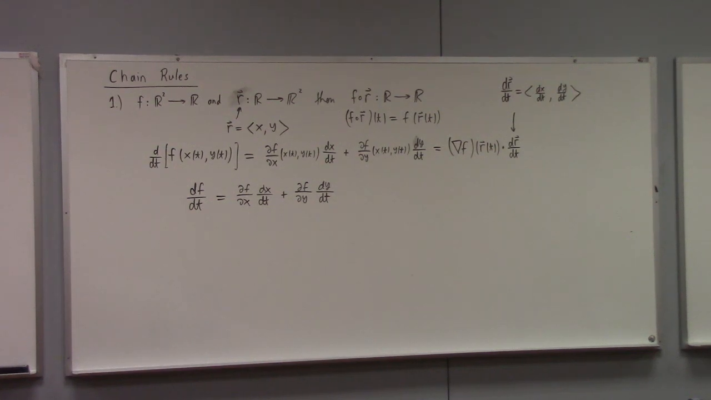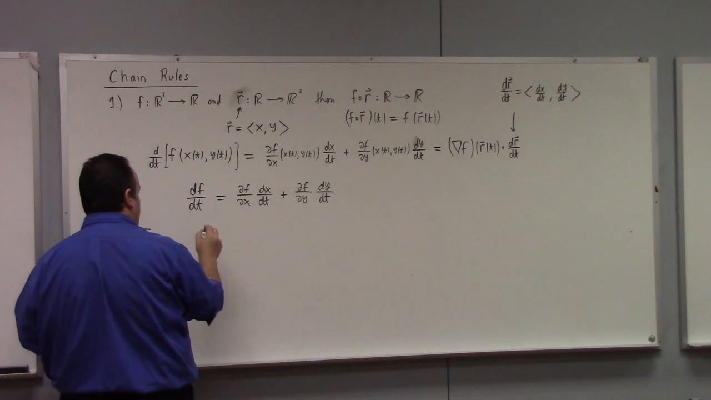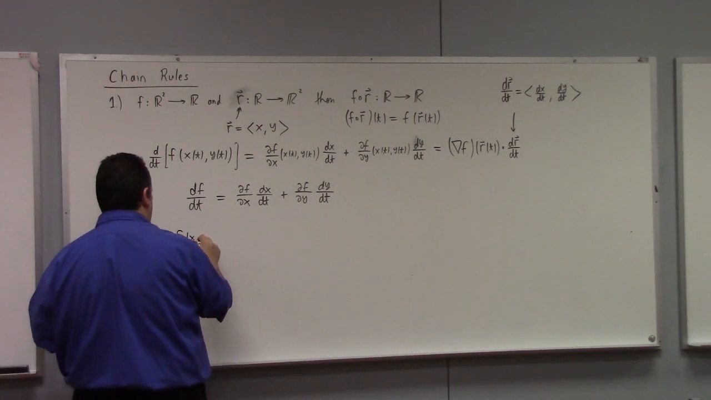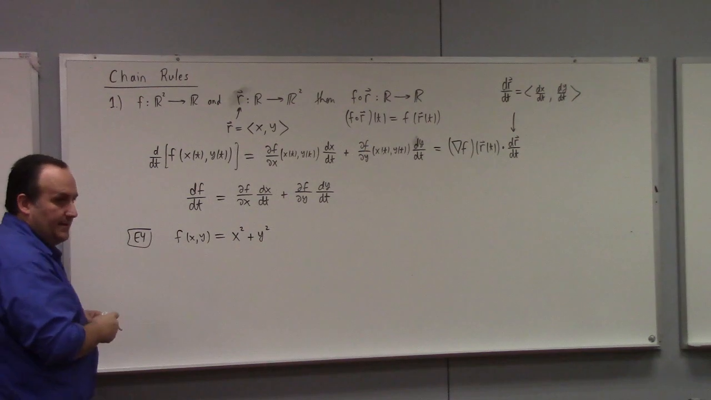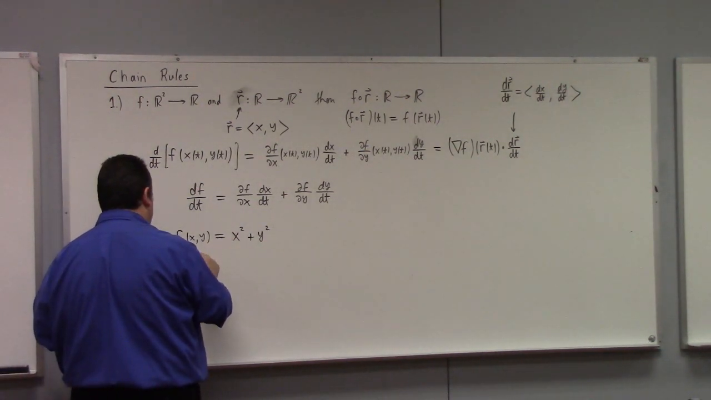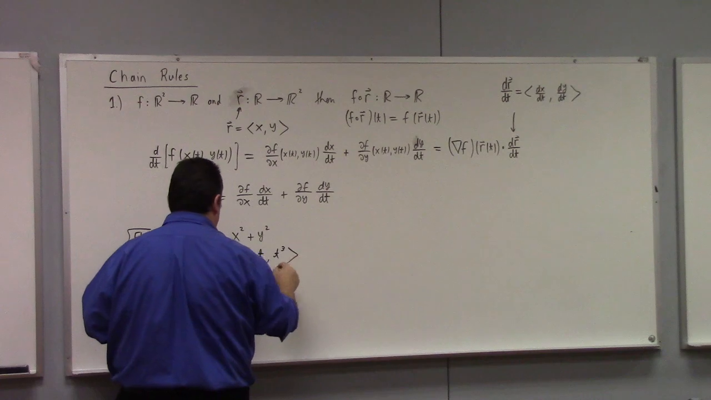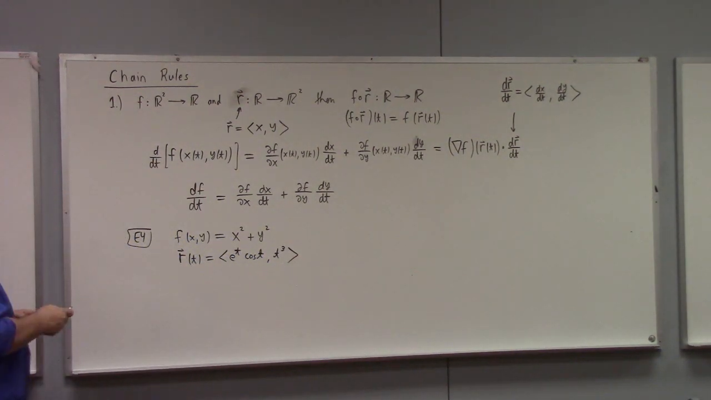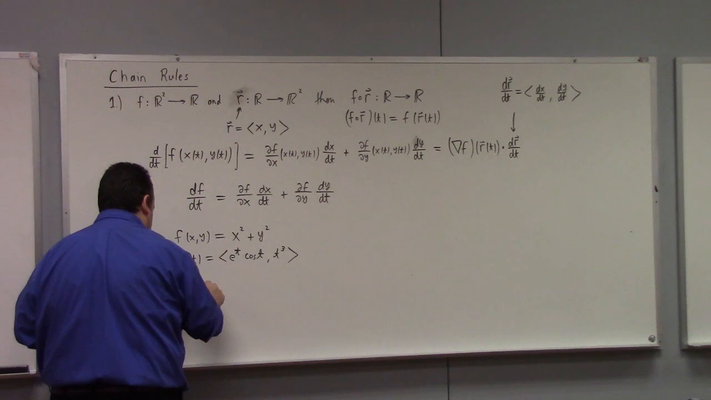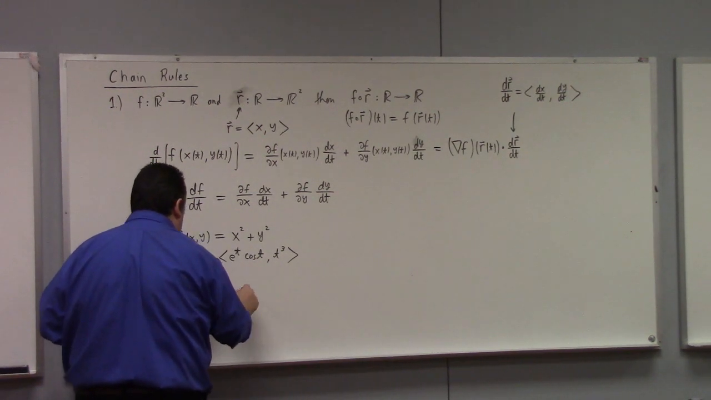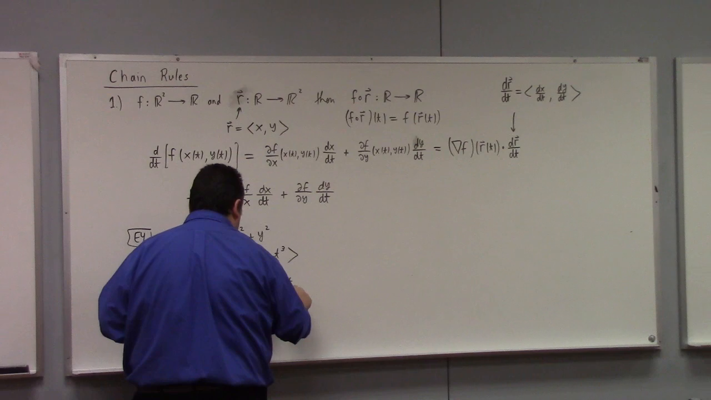So let's do an example, example 4. If I have f(x, y) equals x squared plus y squared, and r(t) equal to (e^t cos t, t cubed), and I want to calculate d/dt of f(r(t)), then what I do is calculate partial f partial x times dx/dt plus partial f partial y times dy/dt.